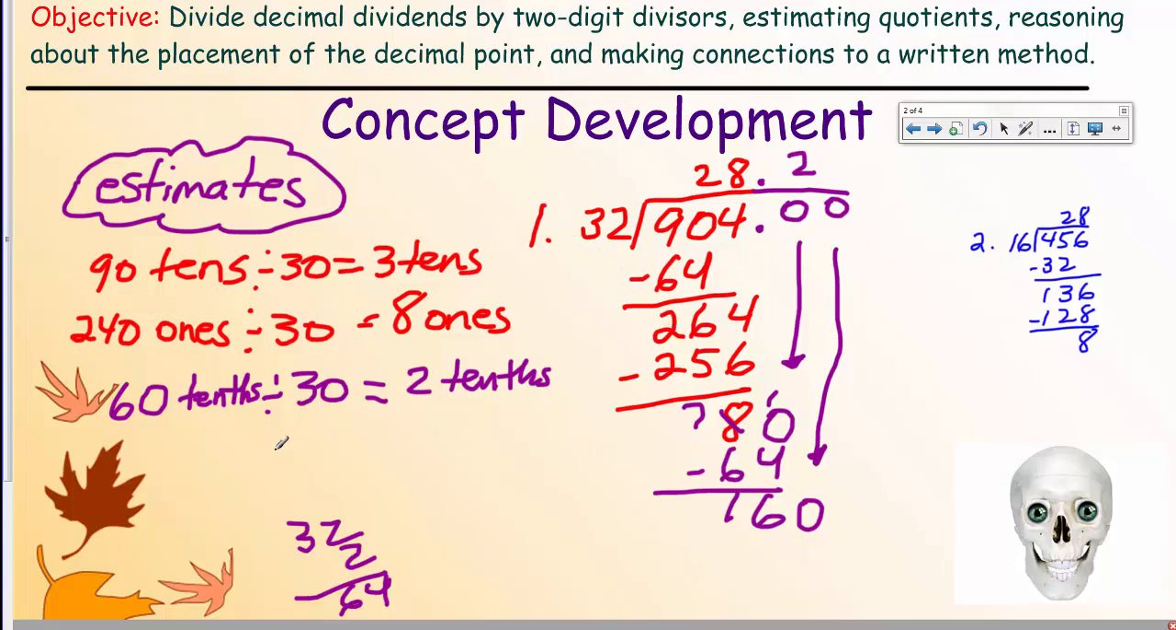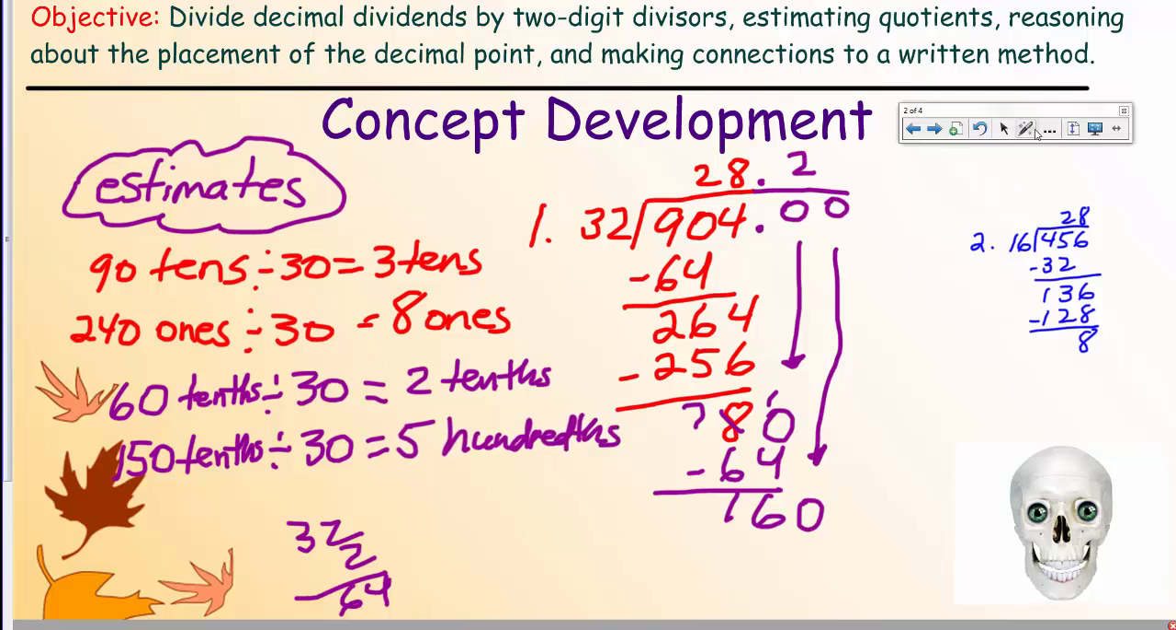So again, let's estimate here. Since we've been using 30, I think 150 is close to that. That's going to give us our easy division problem here, 5 hundredths. Okay, and that's kind of sloppy, but I hope you can see it. Anyway, I hope you can see what that is. Oh my goodness, that was really kind of sloppy.